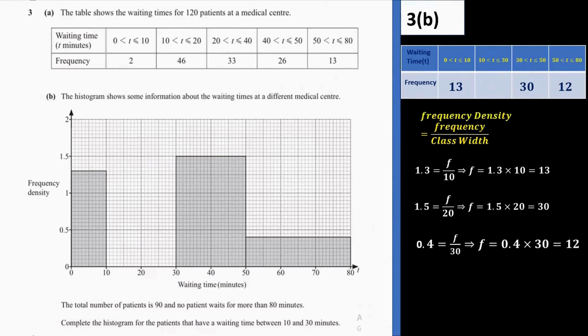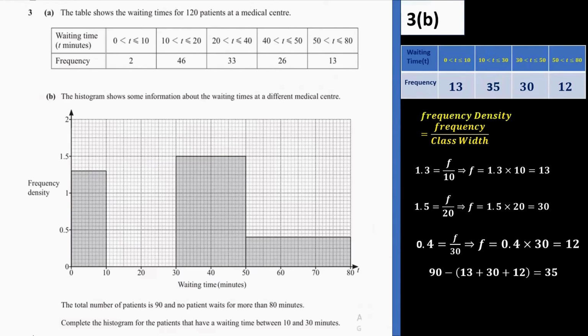We enter that 12. Remember also that the total number of patients in that medical center is 90. Meaning that we are going to add up all the frequencies that we have in that table, apart from the one that is missing, and subtract this total from 90 to get the frequency of the second class that is missing. So we say 90 minus the sum of these three frequencies, and that gives us 35. So the second class, which has the interval 10 to 30, has frequency 35.